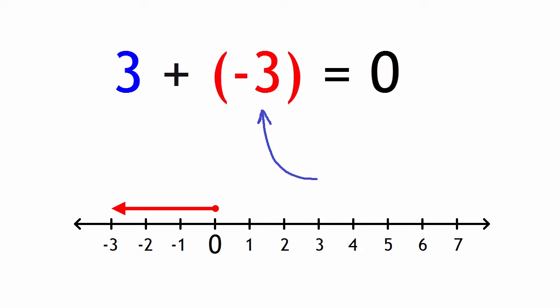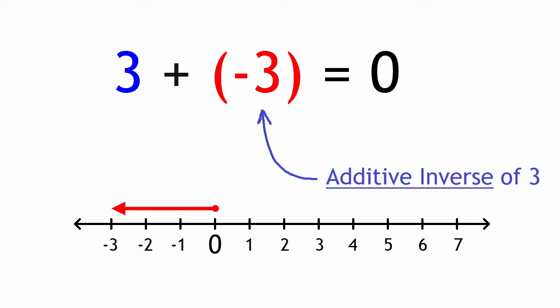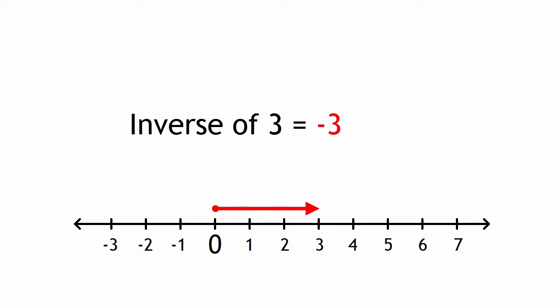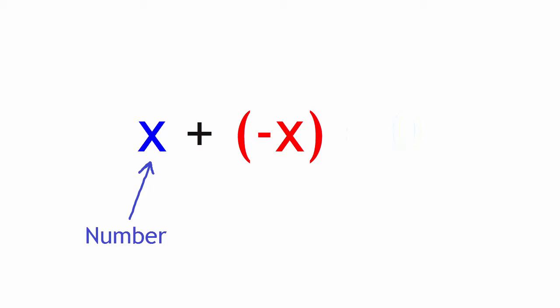This -3 here is what we call the inverse of 3. The inverse for addition is just basically the number, but you change its symbol from positive to negative or negative to positive. And any number when added to its inverse will give you 0.